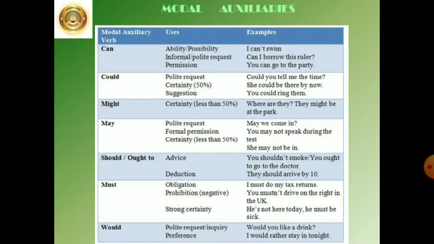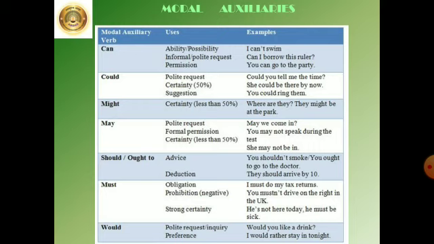Can I borrow this ruler? A request. Permission: You can go to the party. So the same word is there, can, but how many functions are there? Ability, possibility, informal or polite request, permission. Keep in mind request and permission. I want you to learn this. This is very important, students.